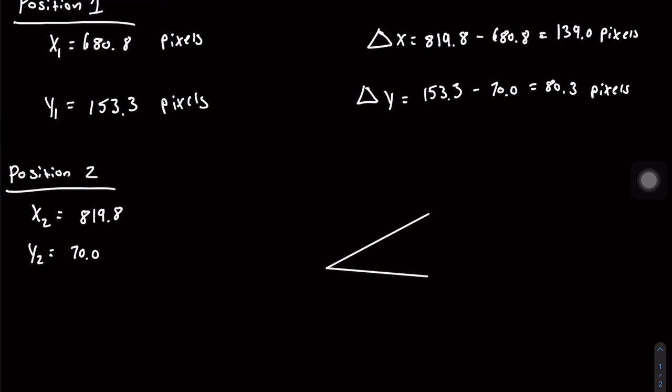And then in order to find theta, we did the arctan of 83.3 over 139.0. So theta equals arctangent of 83.3 over 139.0. And that equaled theta equals 31 degrees.